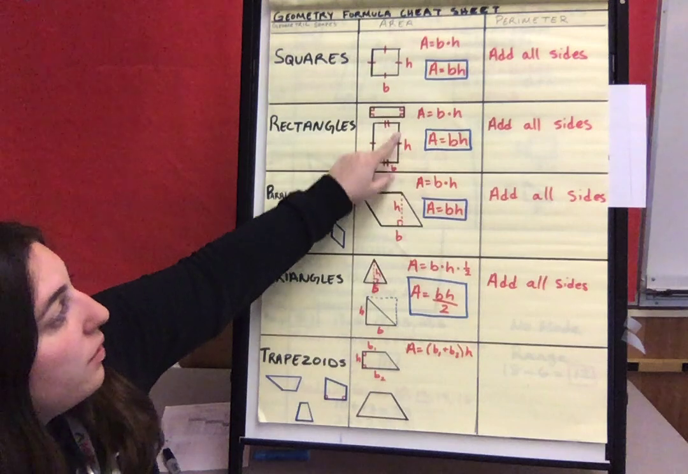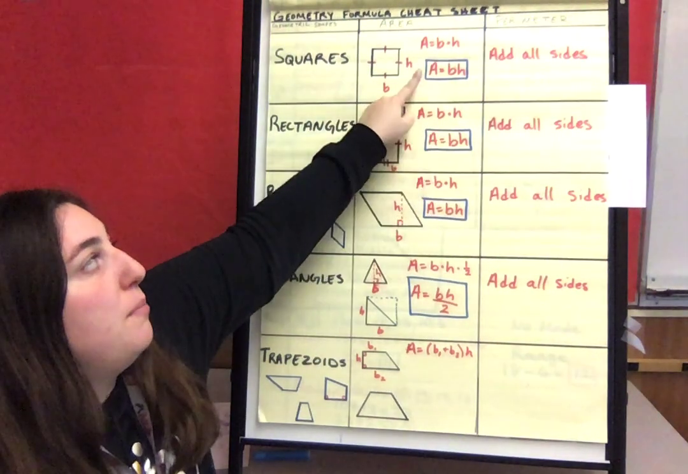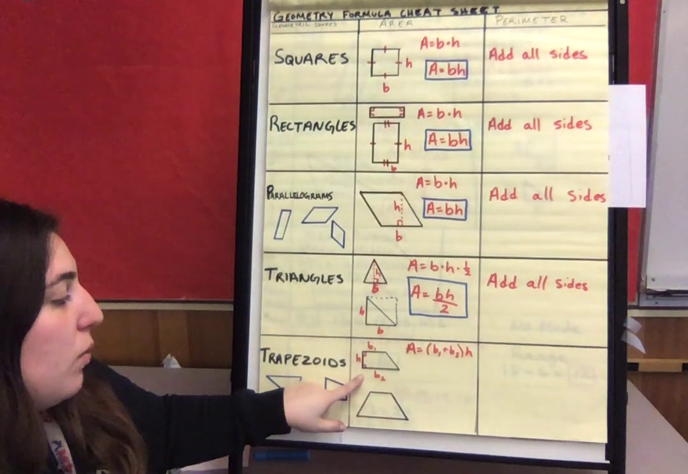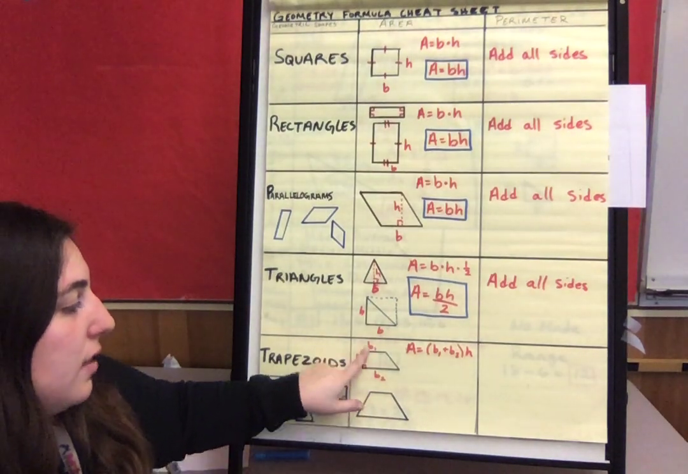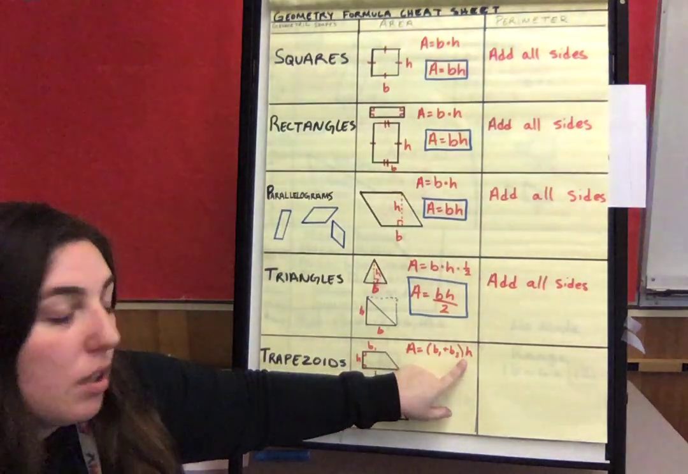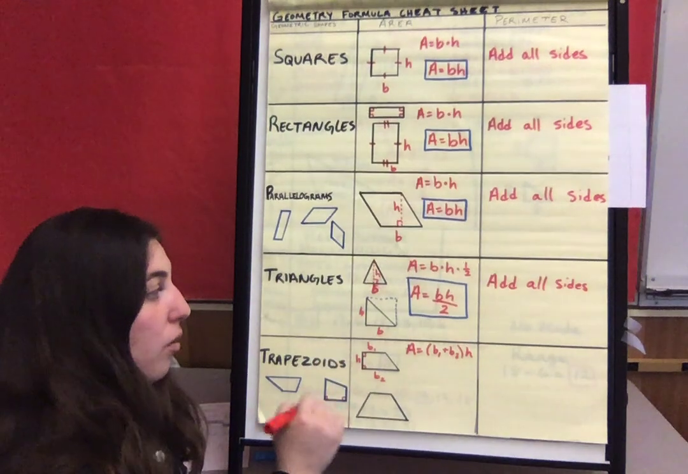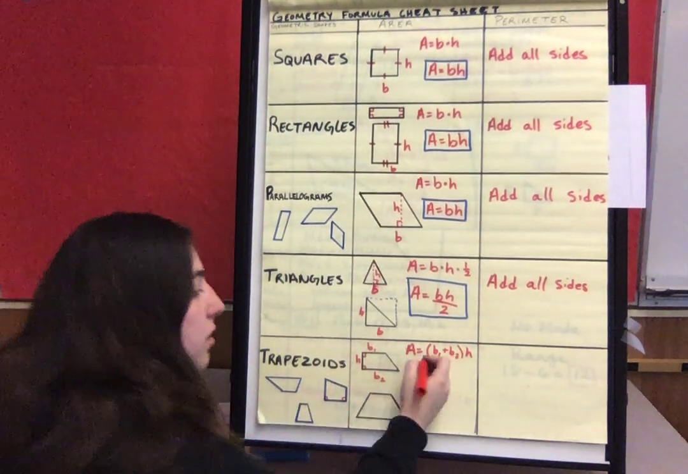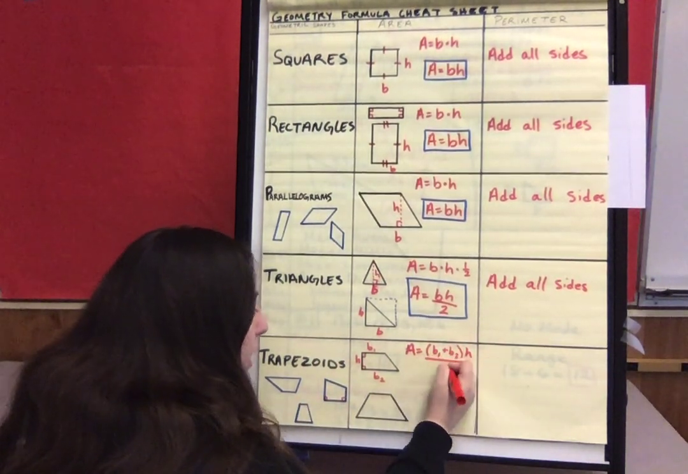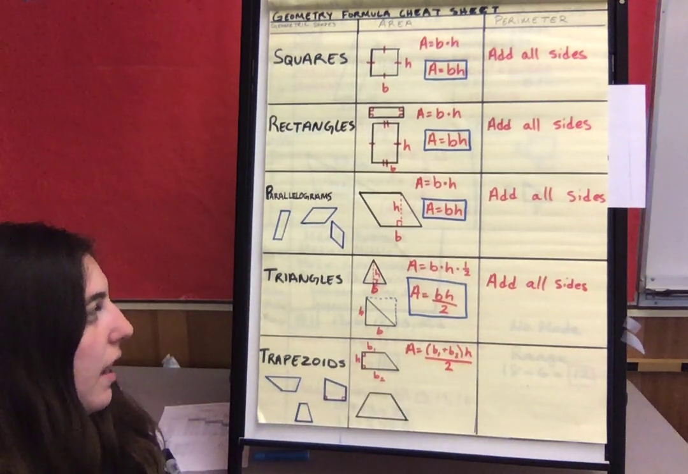Notice in our other formulas, we're always multiplying base times height, base times height, base times height. In this one here, since we have two bases, we're going to add those bases first, and then we're going to multiply it by the height. Also, the last thing, we have to divide everything by 2. So that's our formula.